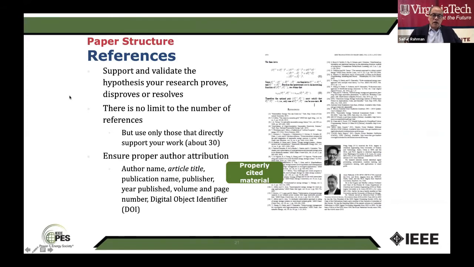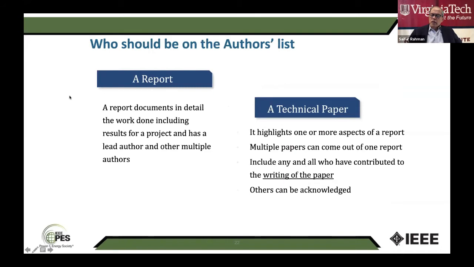Okay, now, who should be in the list of authors? One is a report, one is a paper, 2 different things. A report is written for the whole project. The 3-year project, 10 people worked on it, they did part of it. All 10 names will go on the report, all 10 names.